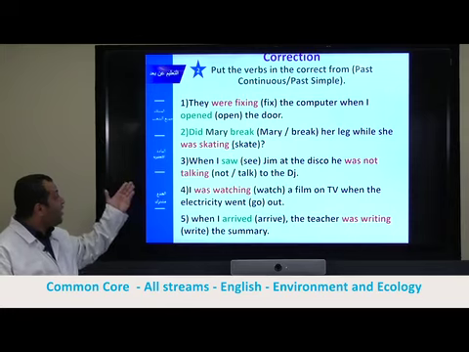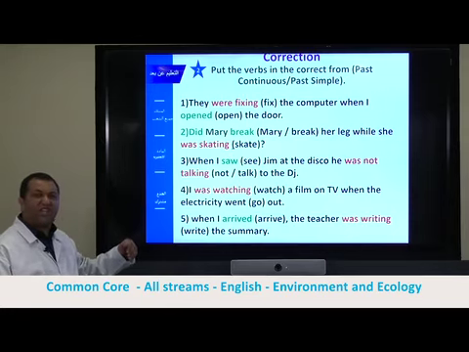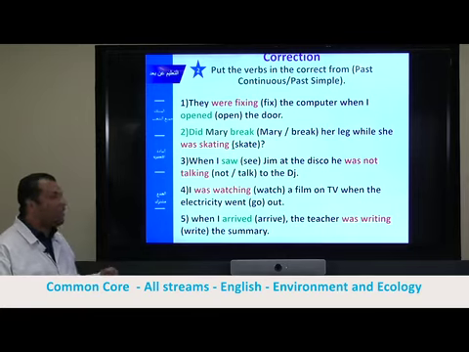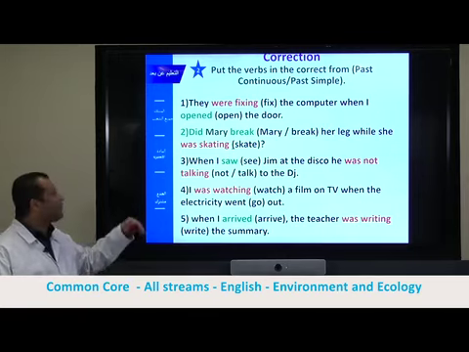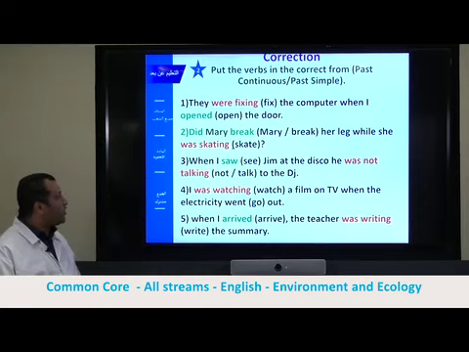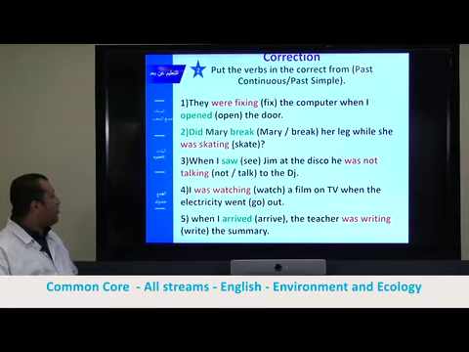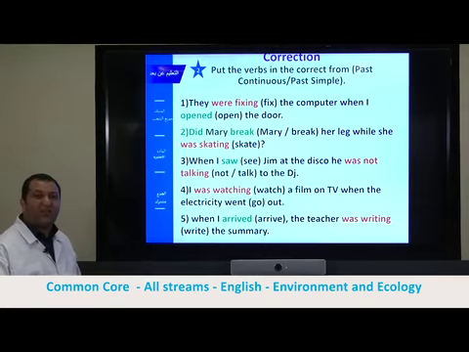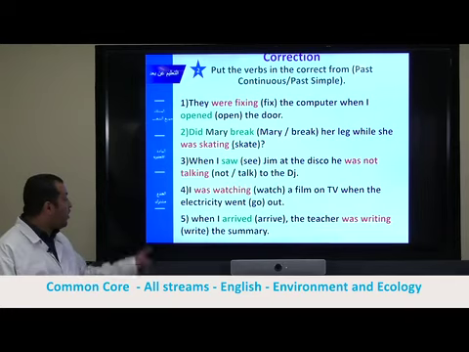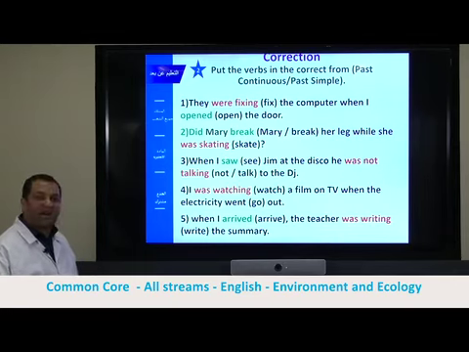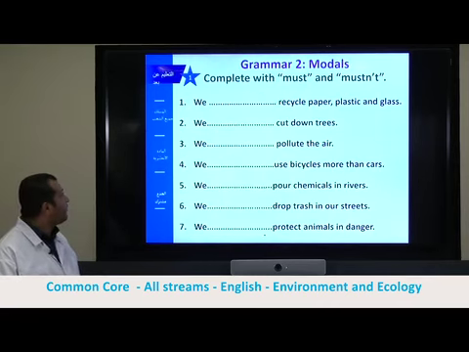Number 3. When I saw Jim at the disco, he was not talking to the DJ. Let's repeat. When I saw Jim at the disco, he was not talking to the DJ. Number 4, I was watching a film on TV when the electricity went out. Number 5, when I arrived, the teacher was writing the summary.